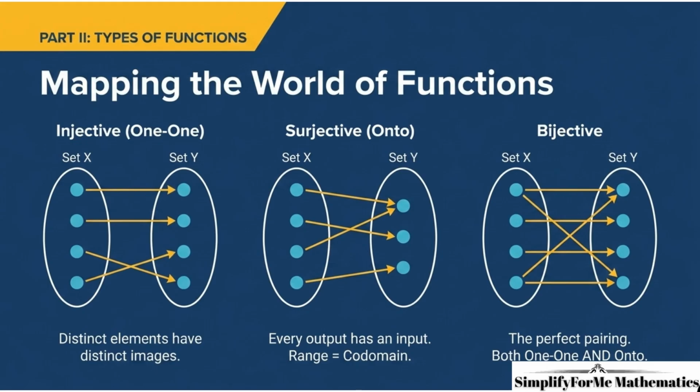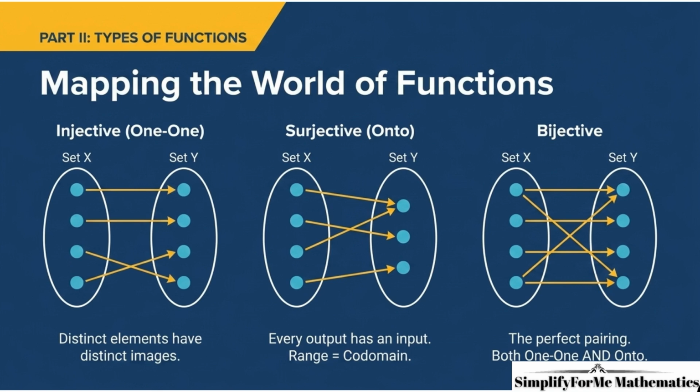Now let's understand three important types of functions: injective, surjective, and bijective. An injective function means every input has a unique output. No two inputs share the same image. A surjective function means every element in the codomain has at least one pre-image, so the entire codomain is covered.